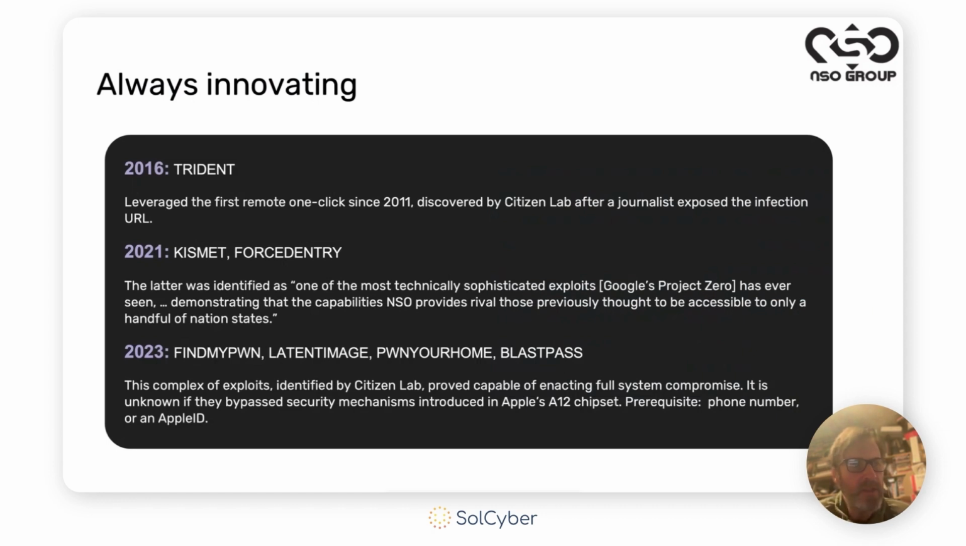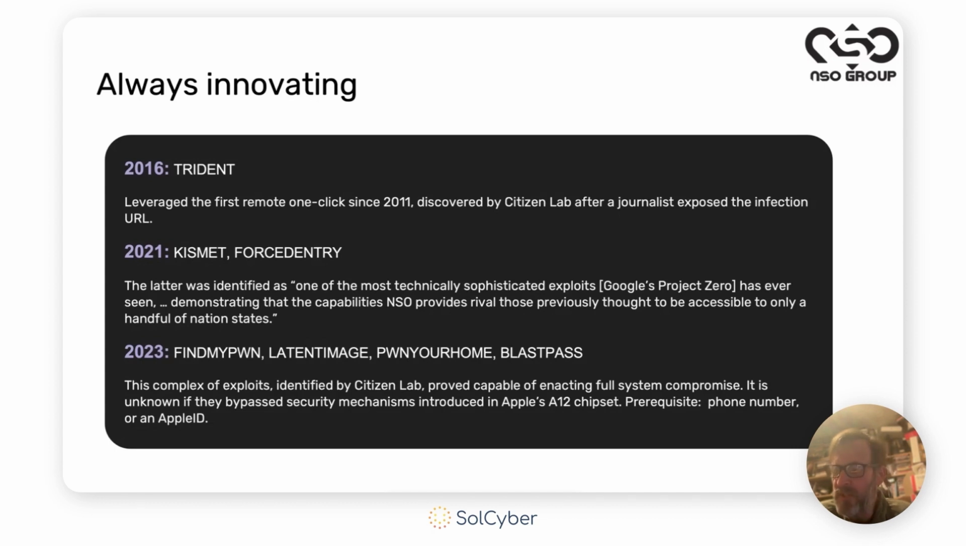And I mentioned that these guys are always innovating. In 2016, we saw their Trident build, and it leveraged the first remote one-click and was discovered by Citizen Lab, a Canadian outfit, after a journalist exposed the infection URL itself over Twitter. In 2021, they had two different builds called Kismet and Forced Entry. And Forced Entry was later identified by Google's Project Zero to be one of the most technically sophisticated exploits they'd ever seen.